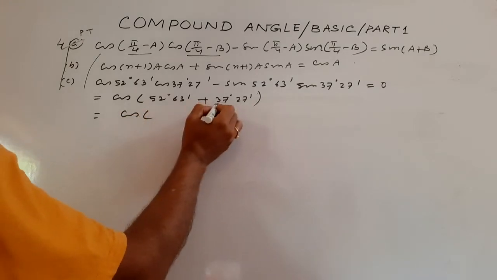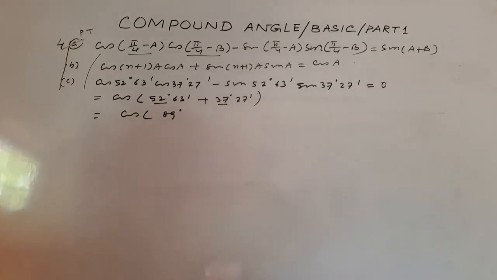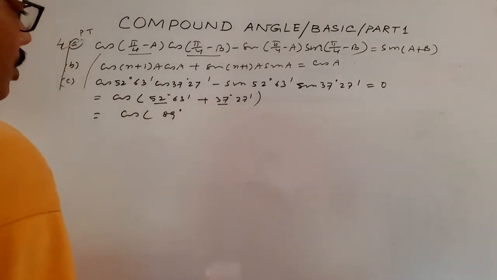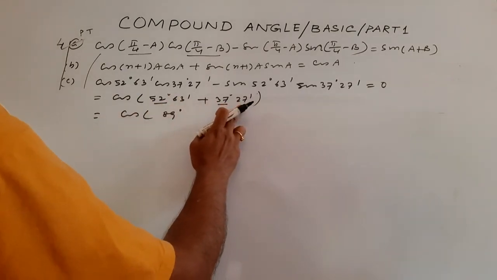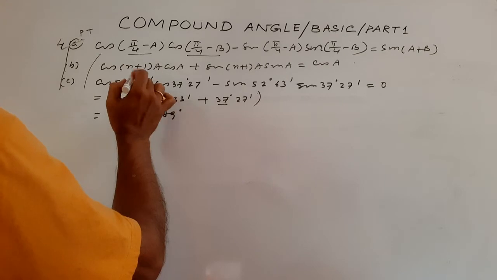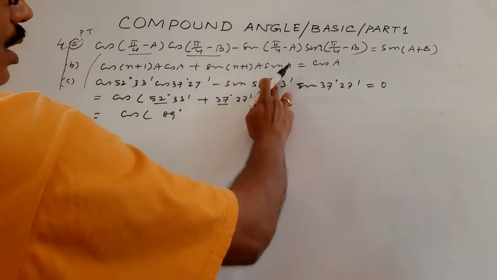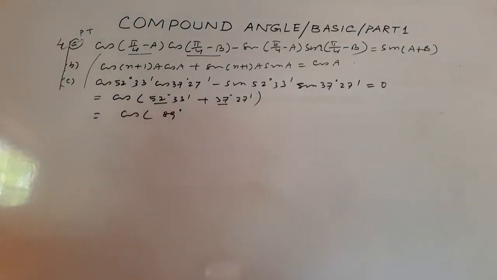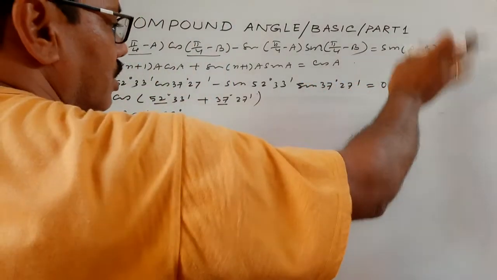So this is 89 degree, and this should be 60. So correct it. It is wrong. This is 43, this is 33. You take it 33. 52 degree 33 minutes. So make some correction, otherwise you do not get the answer in this form.